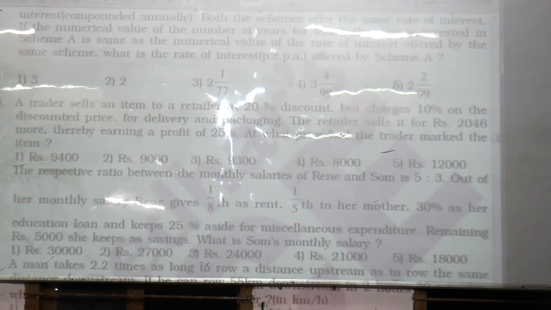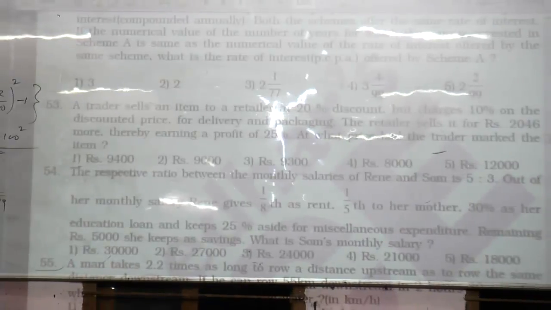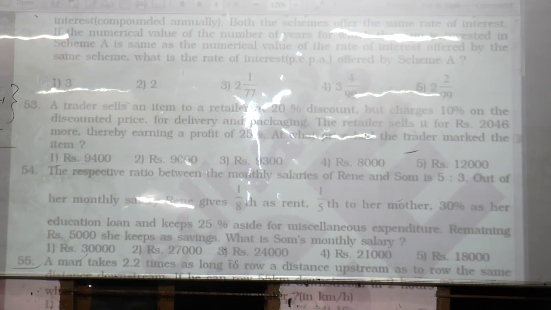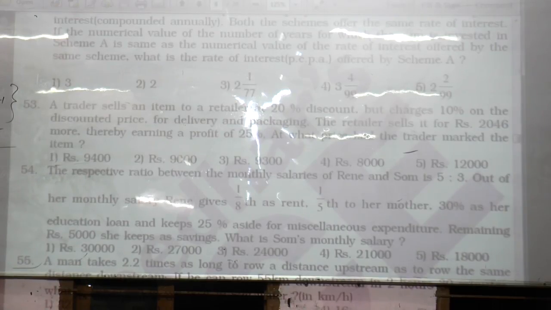53. A trader sells an item to a retailer at 20% discount but charges 10% on the discounted price for delivery and package. The retailer sells it for 2046 more rupees, thereby earning a profit of 25%. At what price had the trader marked the item?